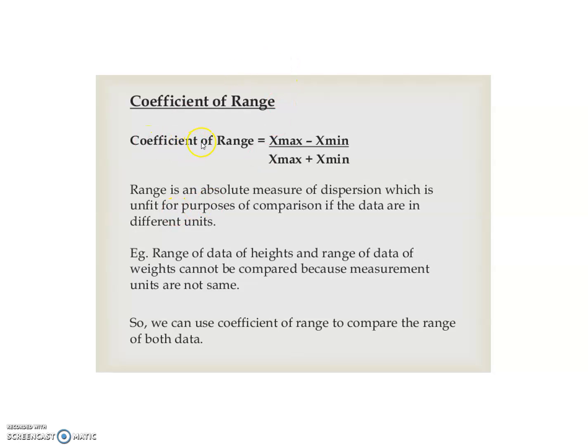The coefficient of range is very interesting. Coefficient of range is equal to x maximum minus x minimum, divided by x maximum plus x minimum. The range is an absolute measure of dispersion which is unfit for the purpose of comparison, or if the data are in different units. Therefore, the range of the data of the heights and the range of the data of the weights cannot be compared because measurement units are not the same. So we can use the coefficient of range to compare the range of both data.